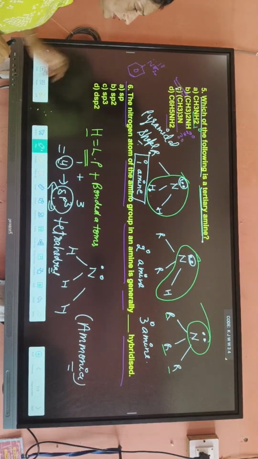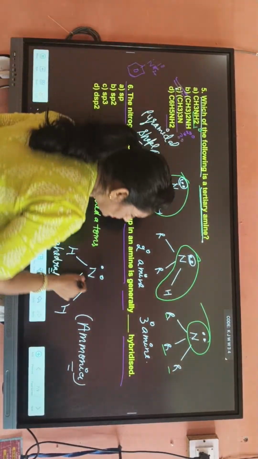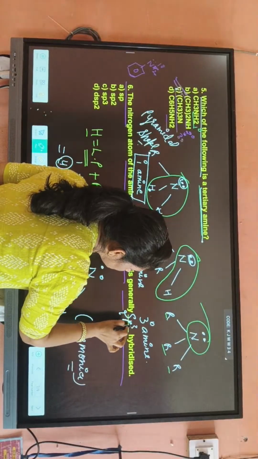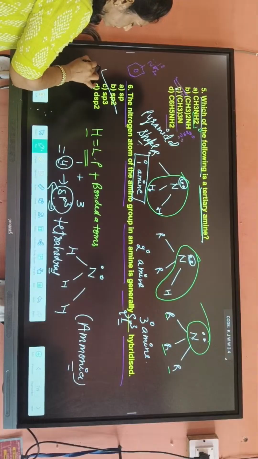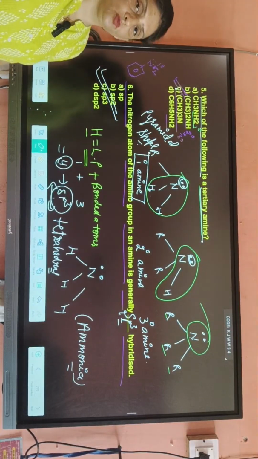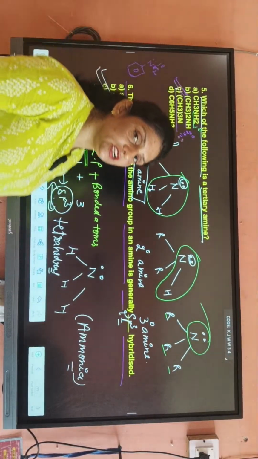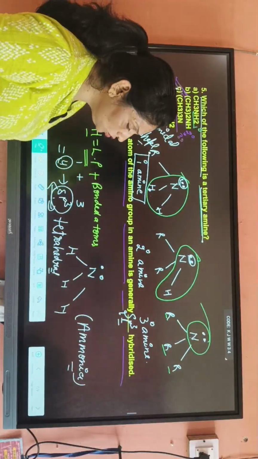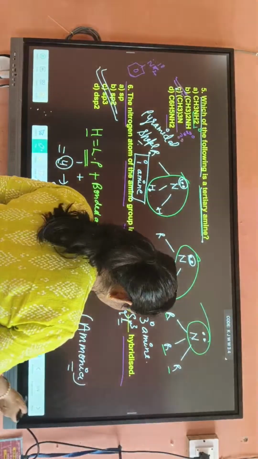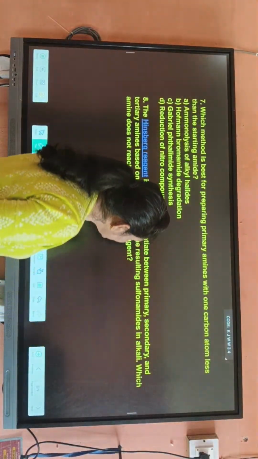But he is asking about hybridization only. So hybridization is sp3. Is sp3 given in the options? Yes, it is given in option C. So option C is the correct option for this. I hope it is clear to all the students. Now students, our next question.